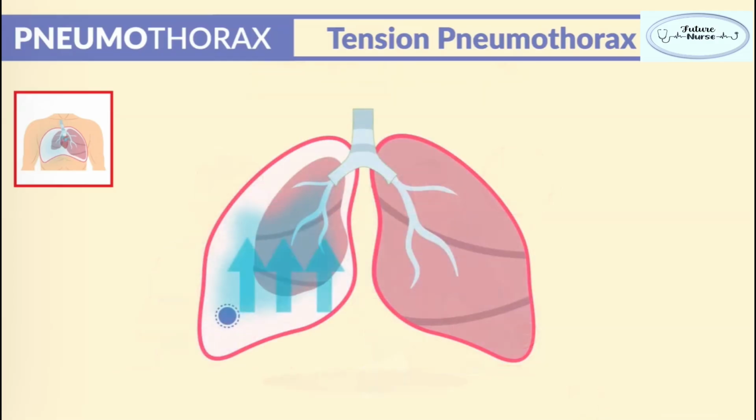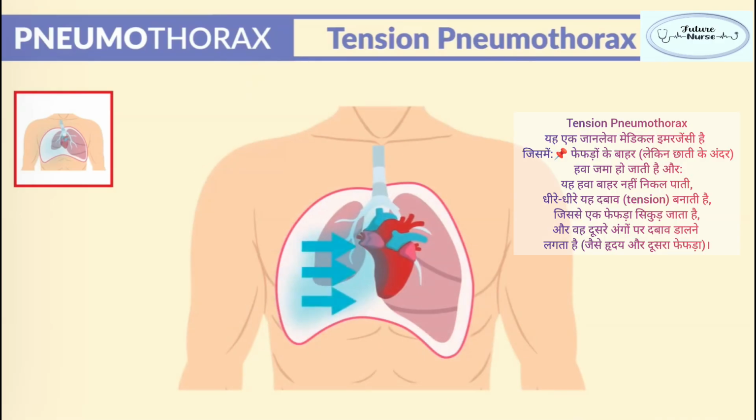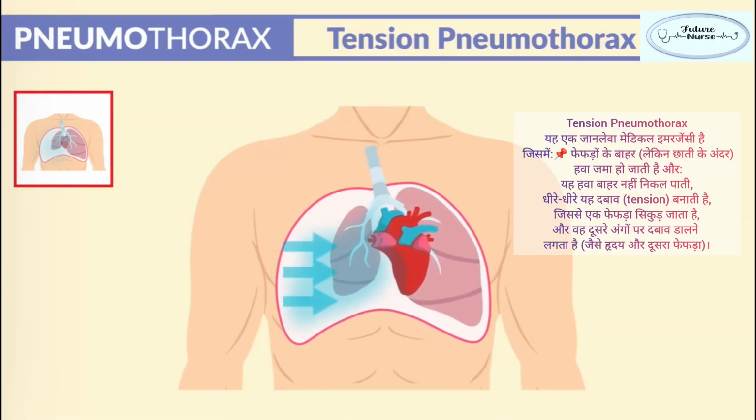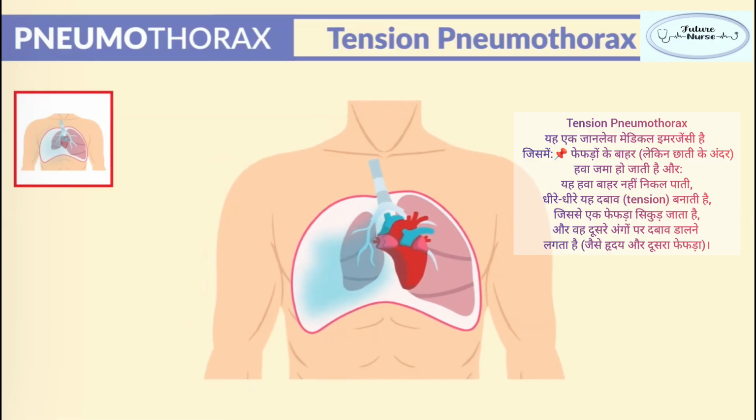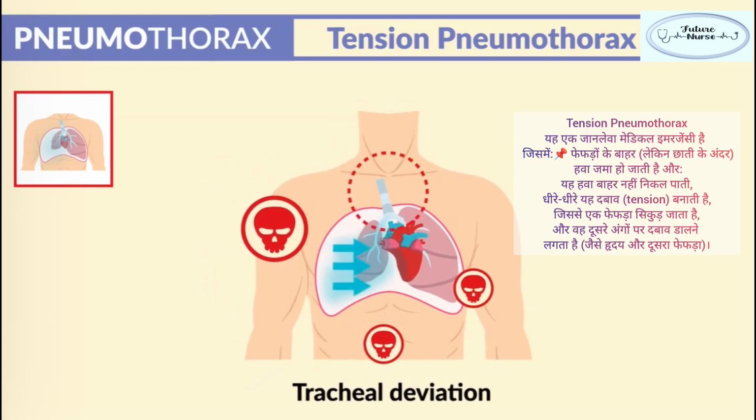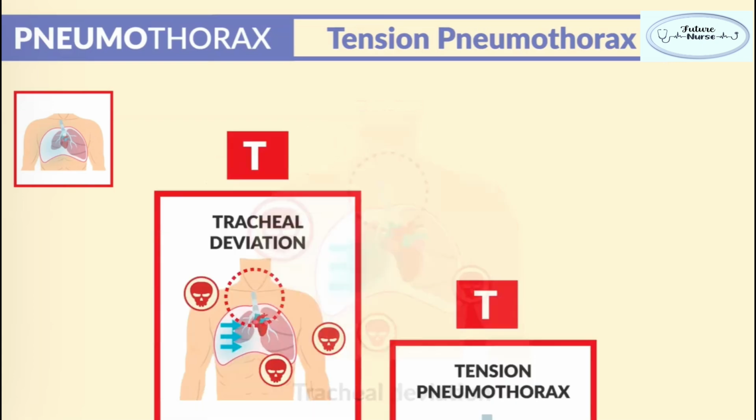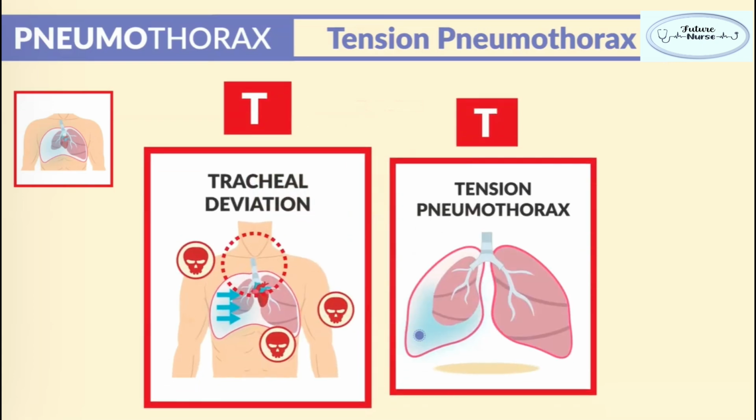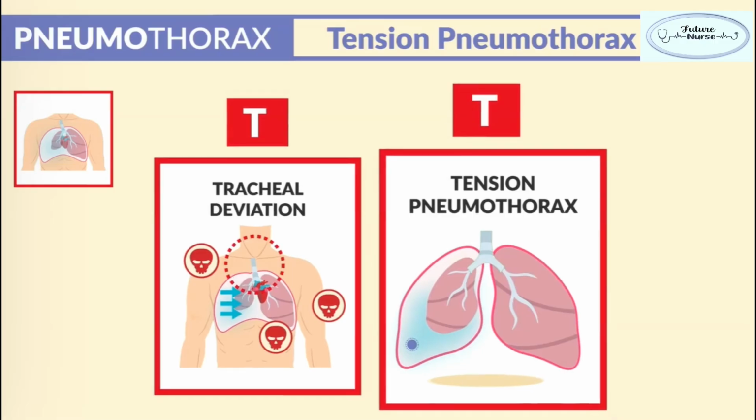Now, whatever the cause, the air pressure within this lung space can get so great that it collapses the lung, as well as, key terms here, it pushes the trachea and the organs to the side. This is known as tracheal deviation. So just think of the double T's. T for tracheal deviation, T for tension pneumothorax.